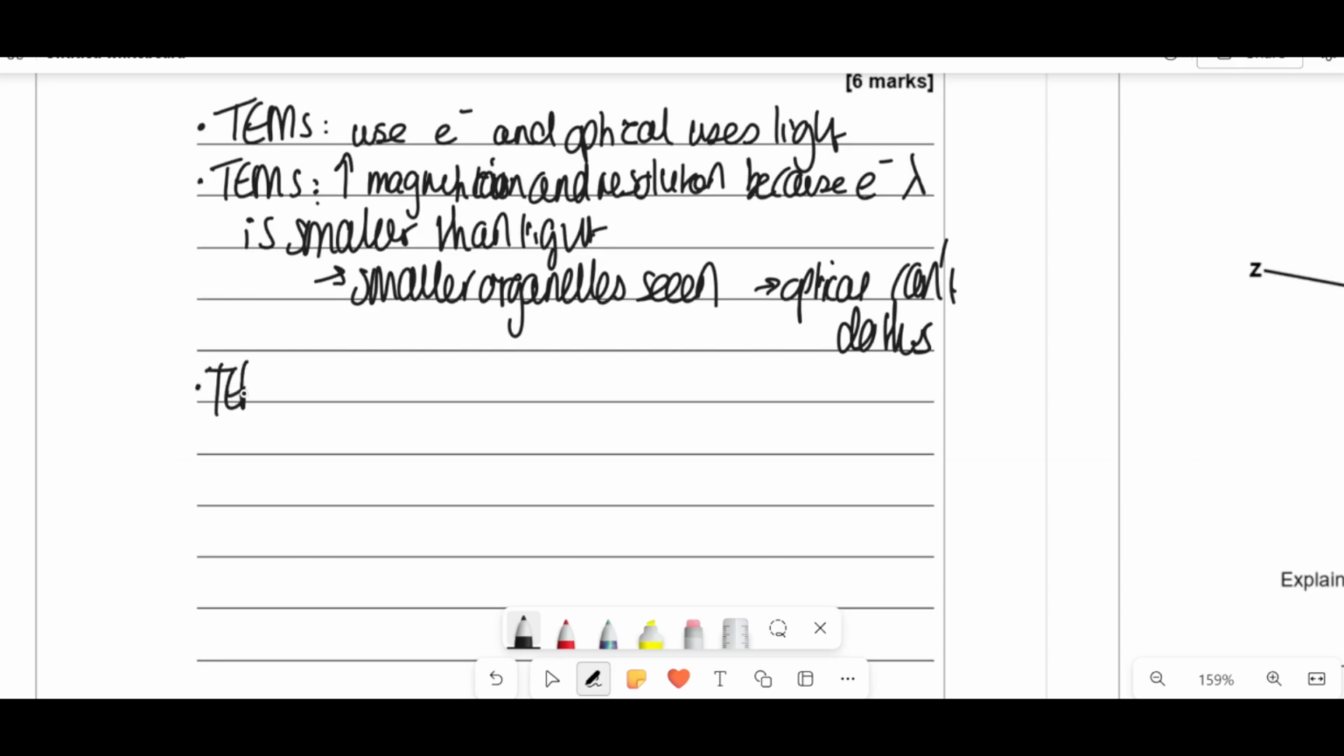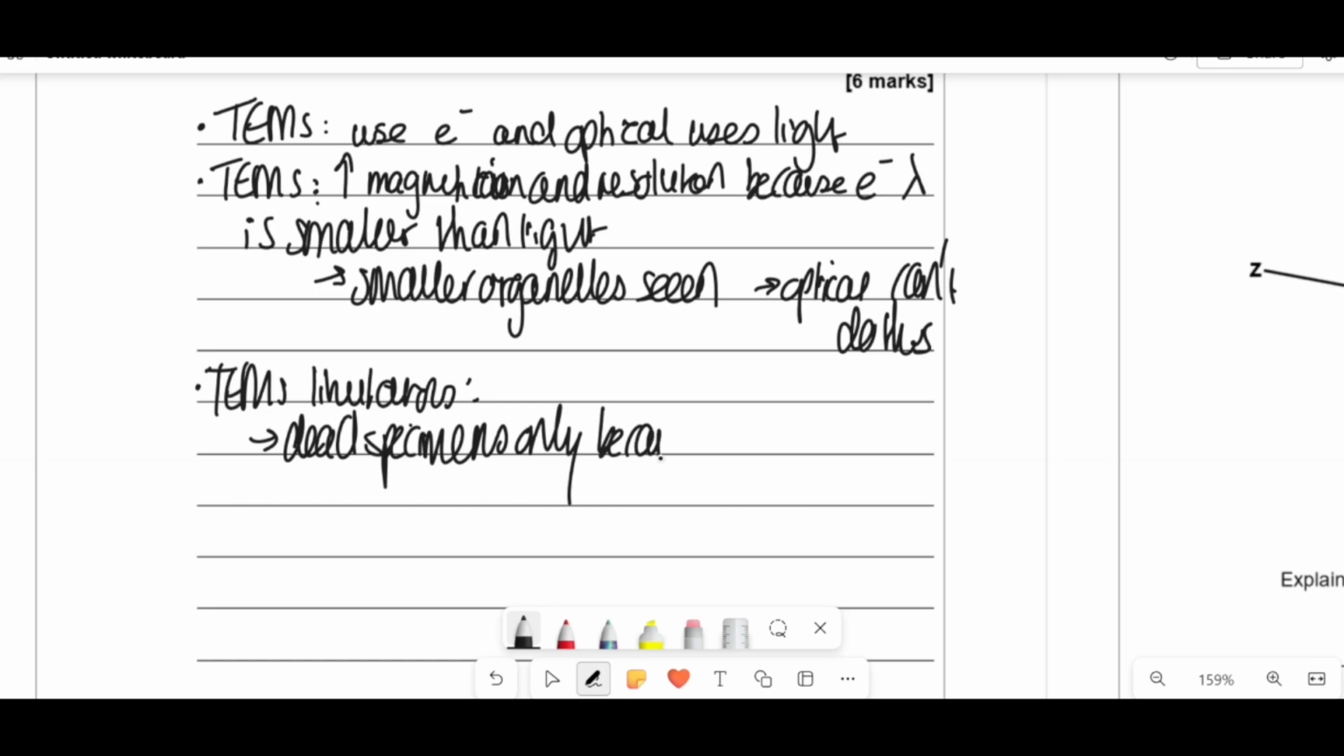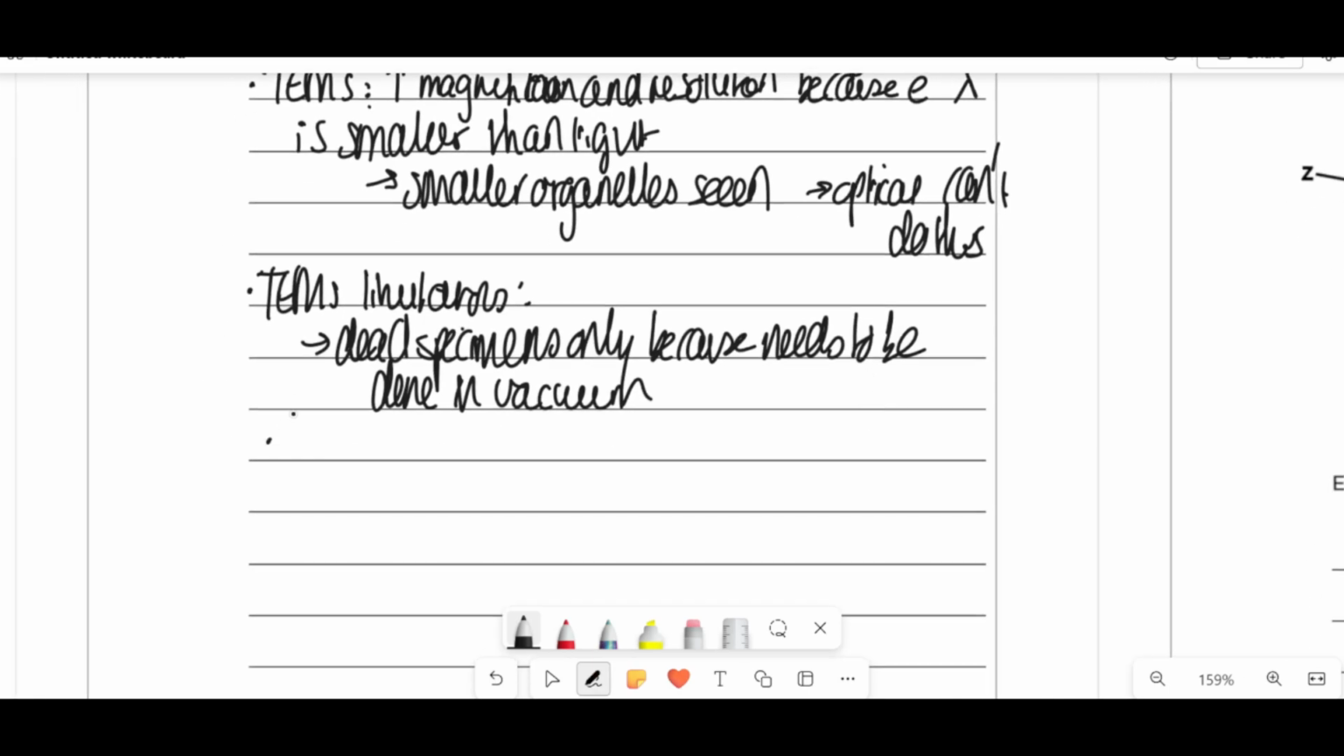Limitations of TEMs. We've bashed on optical all the way there. Well, you can only look at dead specimens. You have to do it in a vacuum, because otherwise the electrons will just smack against other atoms and electrons around, and it will interfere completely and ruin stuff. There's no color in TEMs, but optical can show color. As well as that, TEMs can only look at very, very thin specimens.